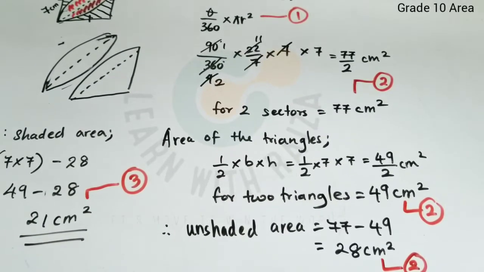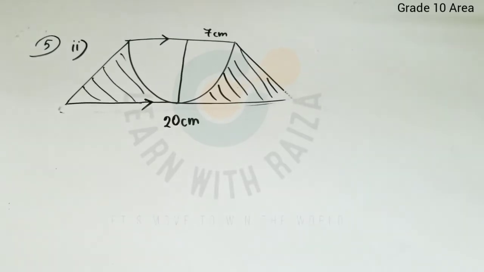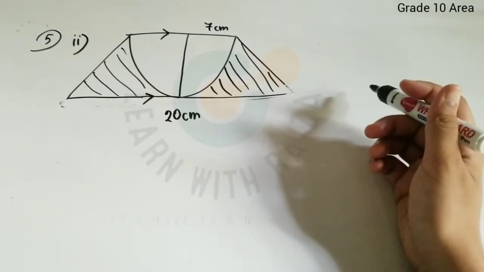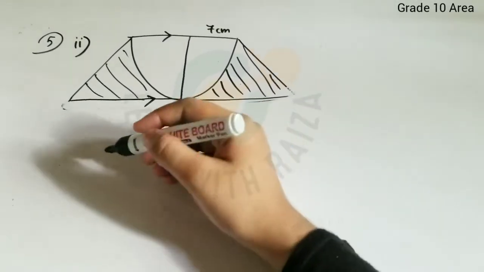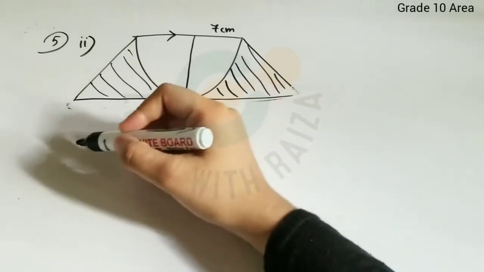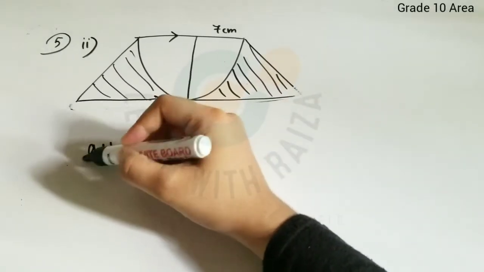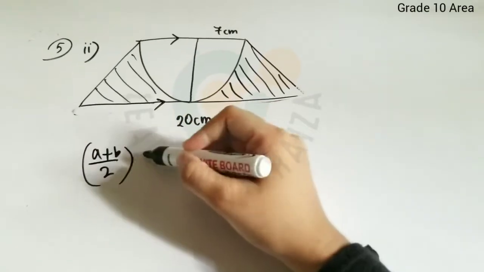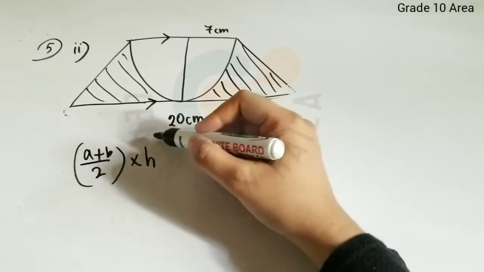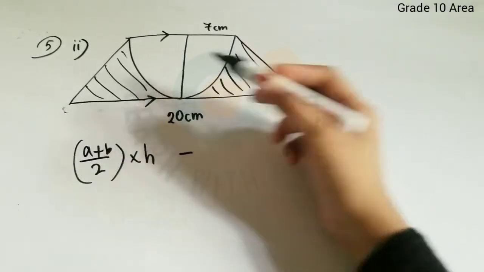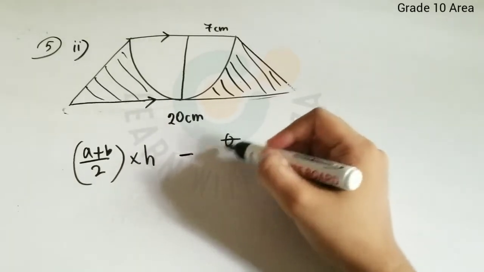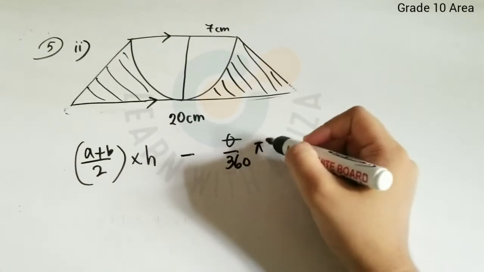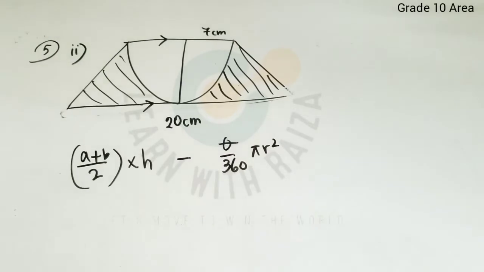Now we will go to question number 5, Roman number 2. You have to find the shaded area. So it's a trapezium. First of all, we have to find the area of the trapezium. What's the area of the trapezium? A plus B divided by 2 multiplied by height. From the area of the trapezium, you have to subtract the area of the sector. Area of the sector means theta upon 360 into pi r squared.